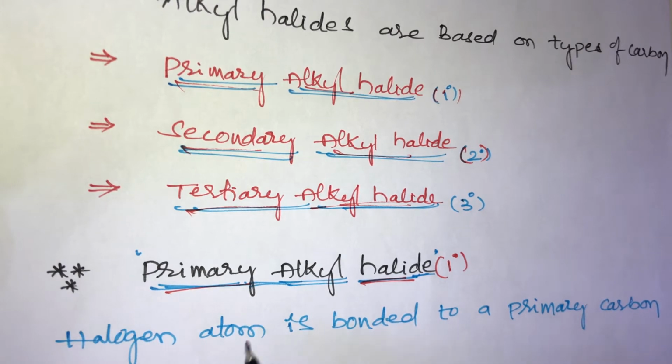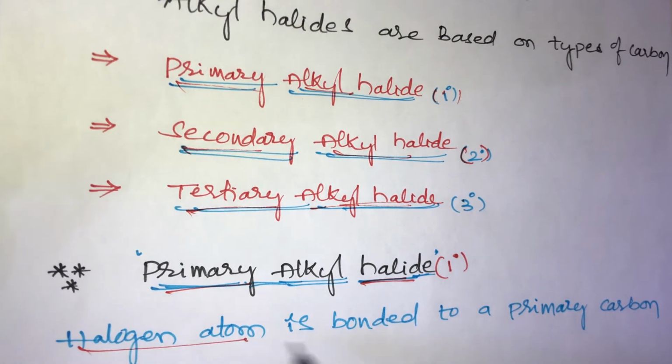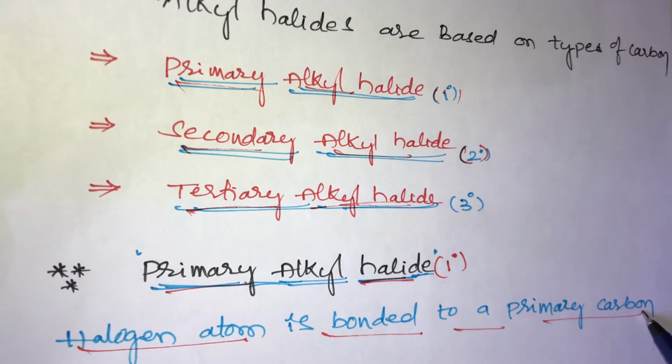So once again students, primary alkyl halide means what? Halide means halogen group. And alkyl means what? That is methyl, ethyl, propyl, like that. These are the alkyl groups. So when a halogen atom is bonded to a primary carbon, that is known as primary alkyl halide.